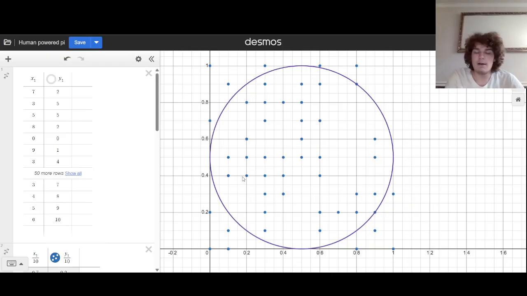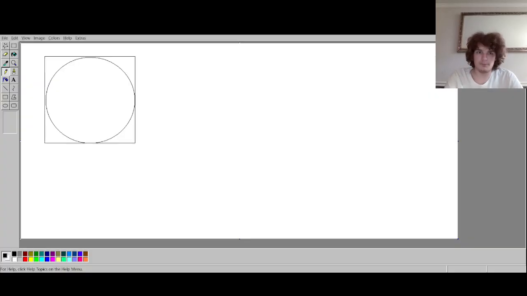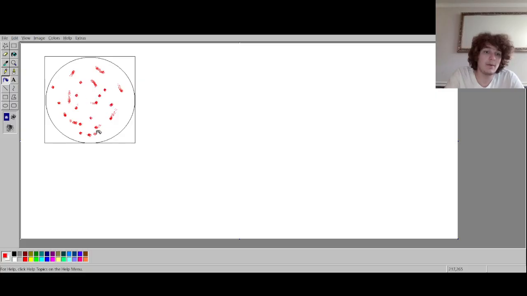So how does this math work? I will show you. Let's say I take an infinite amount of dots and I cover them in this square, which is 1 by 1.